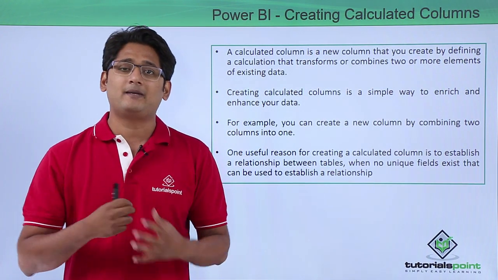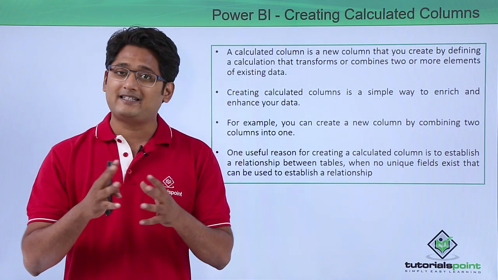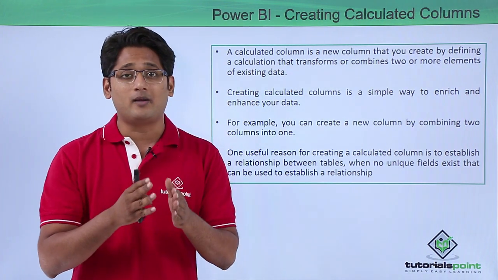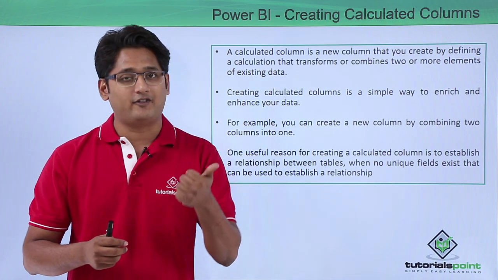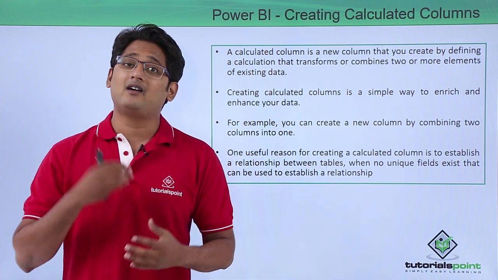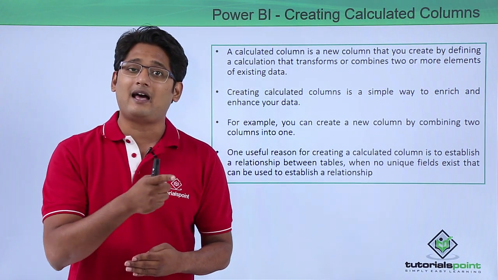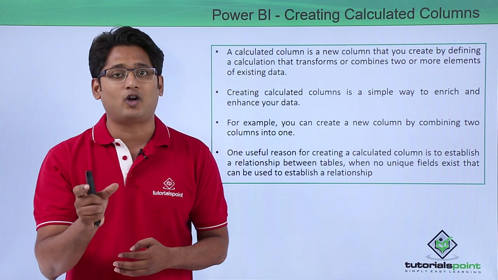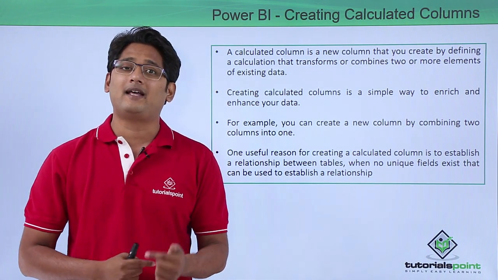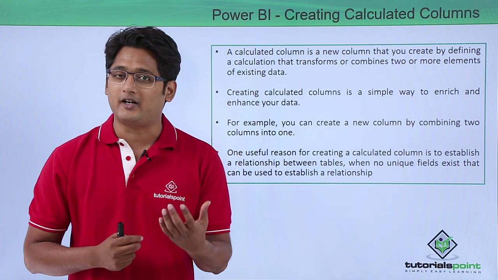Here is a simple example of creating a calculated column. Let's take for example that I have two columns, in which the first column has the first name and the second column has the last name. I will create a calculated column in such a way that I get the first name and last name together in one column, and for that we need to build an expression. This is one reason that we create a calculated column.